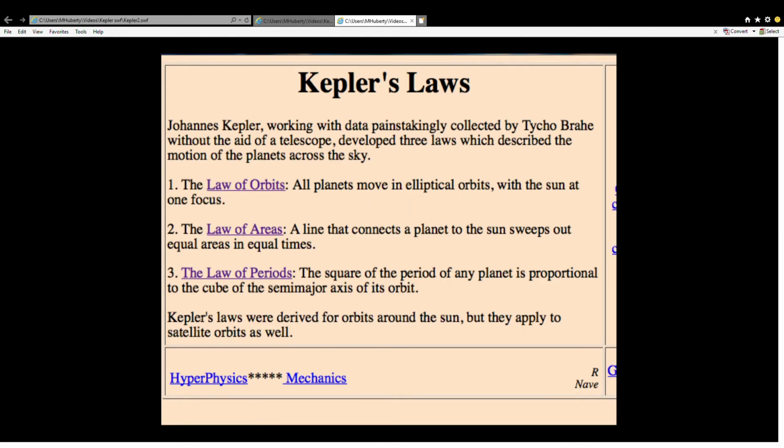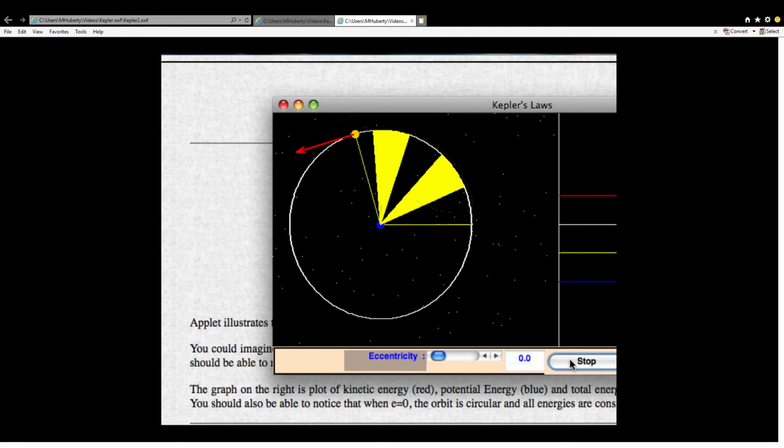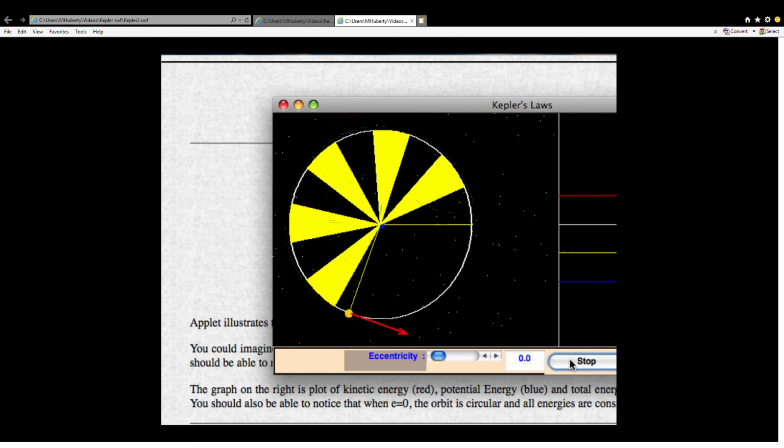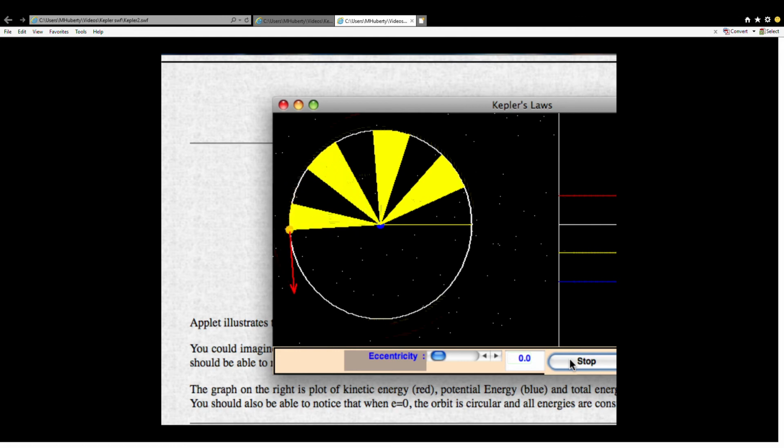Kepler's second law then is the law of areas. And it says a line connecting a planet to the sun sweeps out equal areas in equal times. What does that mean? Well, this applet here will allow us to look at this idea of sweeping out equal areas in equal times as we've got this planet moving around a sun here. This one's actually a perfect circle, so over a certain amount of time it's shading these equal areas in equal times, as you see. Each region, black and yellow, is the same area for the same amount of time.